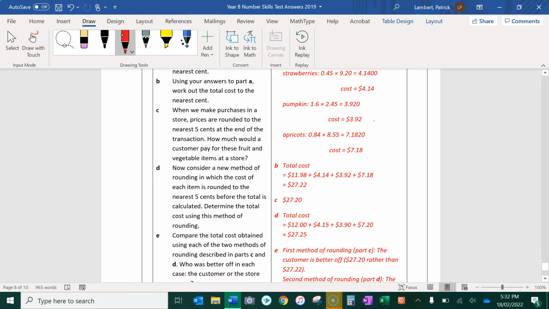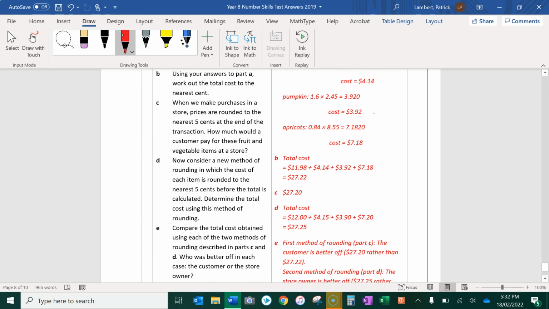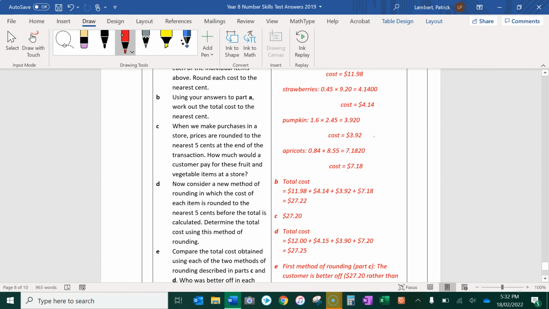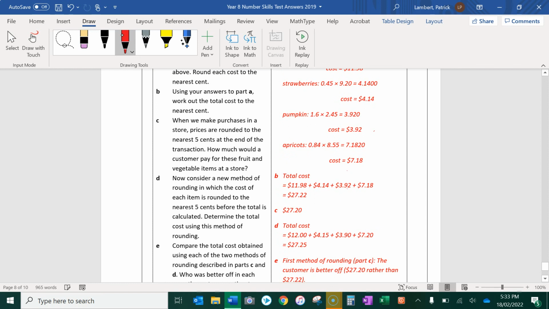Apricots, 0.84 times 8.55, and there it is there. So you add them all up, and it comes to this. Now you're asked, when we make purchases, they're rounded to the nearest 5 cents, right? Nearest 5 cents at the end of each transaction. How much would a customer pay for each fruit and vegetable item at a store?